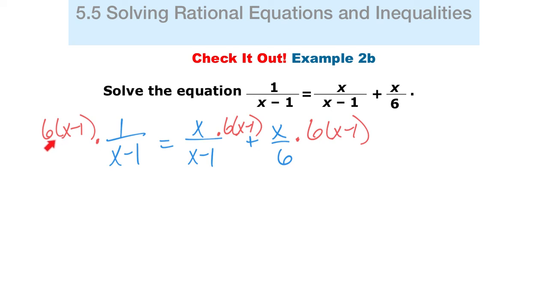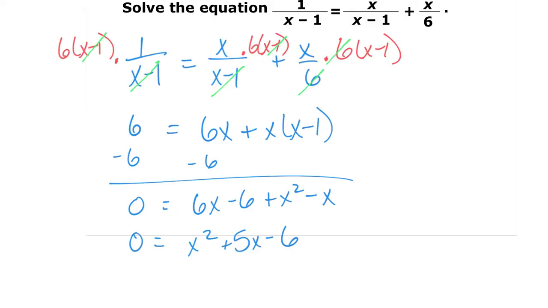Here I'm multiplying every term by 6 times x minus 1. That is our least common denominator, and it's going to help us simplify. So I get rid of my fractions and they are now cleared. And now I just have 6 equals 6x plus x times x minus 1. Here I've gotten my equation equal to 0 by subtracting 6 from both sides, and I multiplied out with the distributive property here and combined like terms.